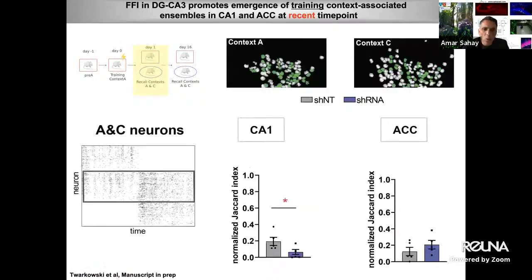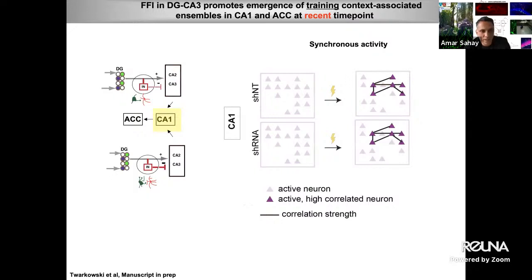Hannah then examined the specificity of the ensembles, and she looked at what we call A and C neurons, which are the neurons that are active in both context A as well as in context C, as shown over here. And what we found was that in animals in which we had increased feed-forward inhibition in dentate gyrus CA3, we saw a reduction in the number of these A and C neurons in CA1. These data are schematized over here.